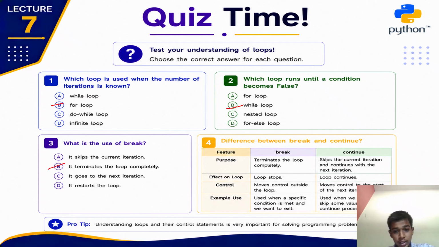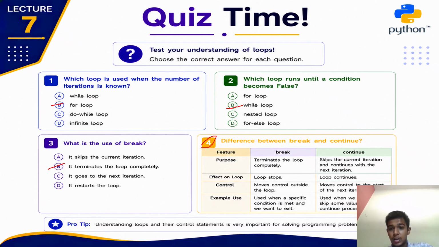So the correct answer is B. It terminates the loop completely. Whenever a break statement is executed, the loop immediately ends and the program continues with the next statement after the loop. Now let's revise the difference between break and continue.